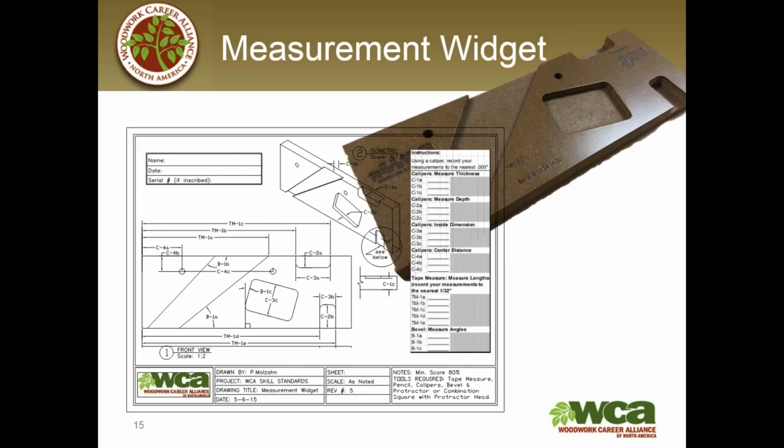Here's the measurement widget that we use, and I have that available as a PDF, but also available as a CAD file. So if you have a school, if you have a CNC router, you can take that CAD file and make your own widgets. The widgets are also available if you don't have a CNC and you want to purchase them. They're available through the WCA for purchase. This is the assessment sheet that goes with it, and that's available as a download, and the student fills out the answers to all of these particular measurement tasks, and then you complete the grading for them.